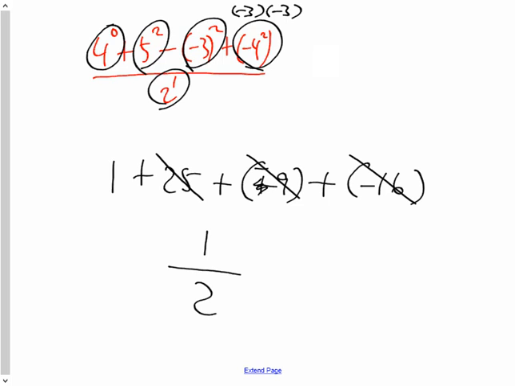Where it's keep, flip, change, right here? You didn't have to. You could have taken away a positive 9. It's the same thing. Taking away a positive 9 is the same thing as adding a negative 9.